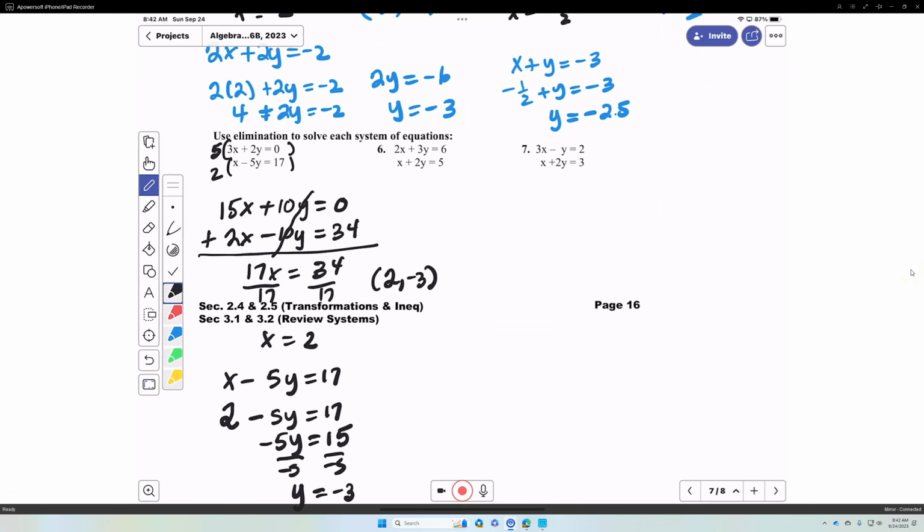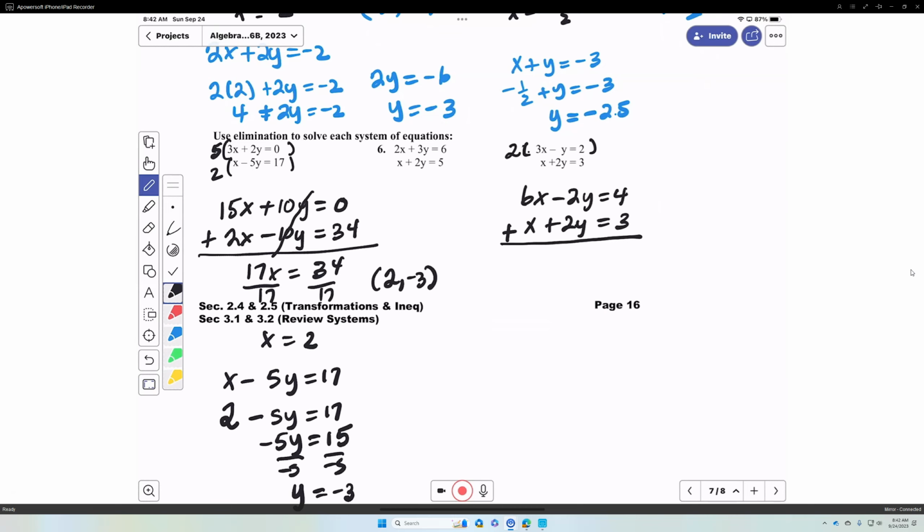I'm going to do number 6. And if you look at the y's, one of them is negative, one of them is positive. I'm just going to multiply the first equation by 2, since 2y is already in the second equation. So you have 6x minus 2y, x plus 2y equals 3. We're going to solve by the elimination method.